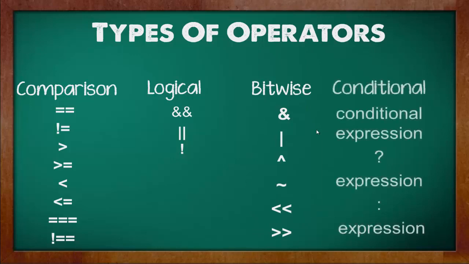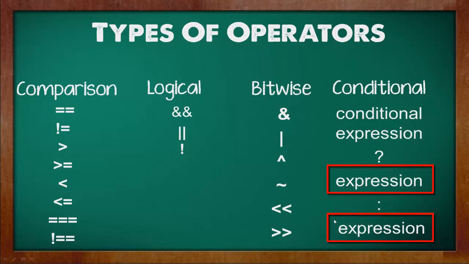And at last we have the conditional operator, which performs just like an if condition. If the condition is true, then this particular expression will be executed, and if the condition is false, this other expression will be executed. In C language we also call this the ternary operator. In the same manner here, you have to give the question mark for the conditional operator, along with the colon.